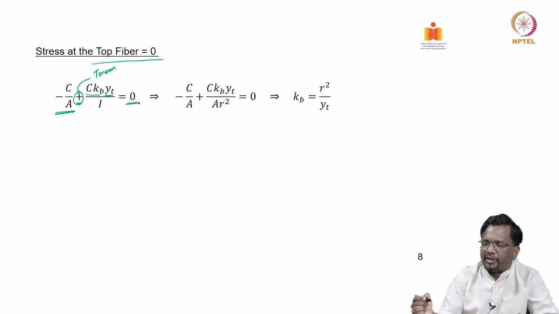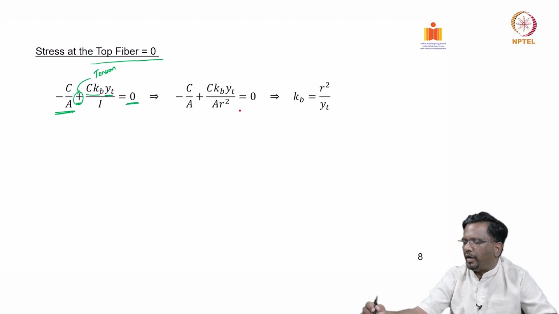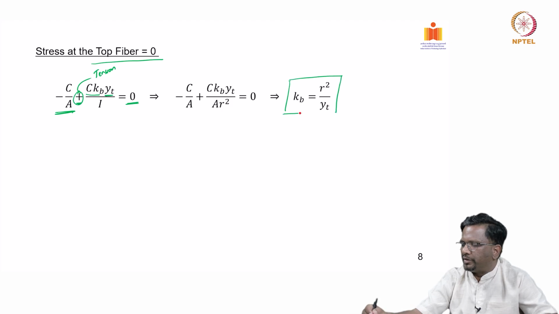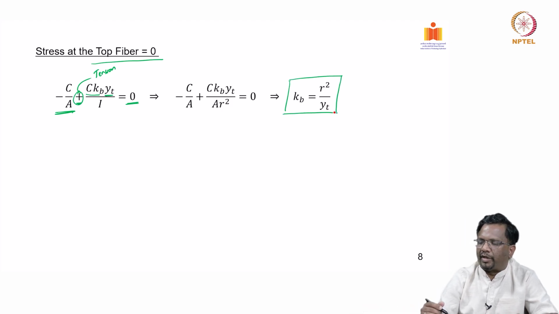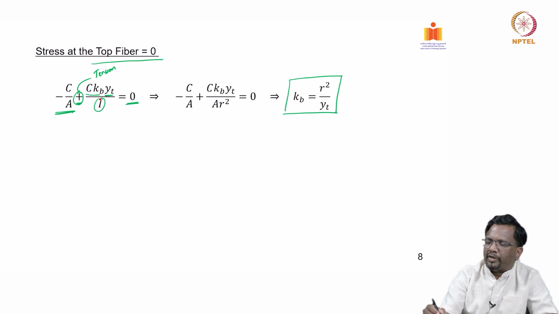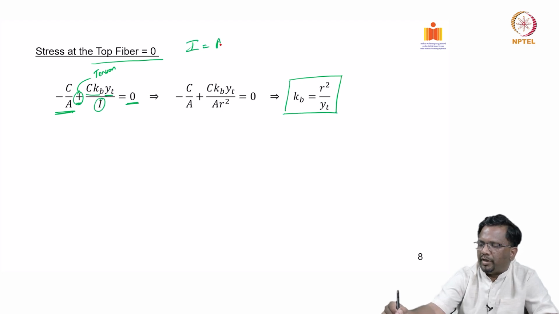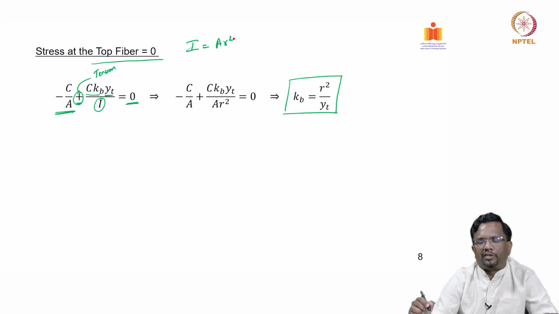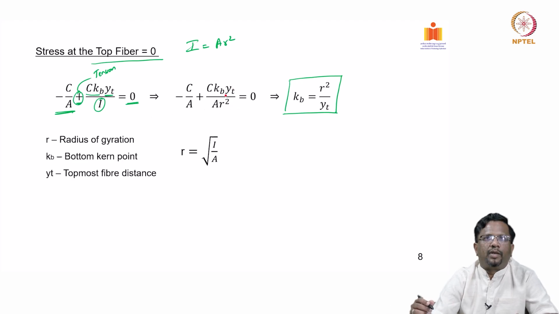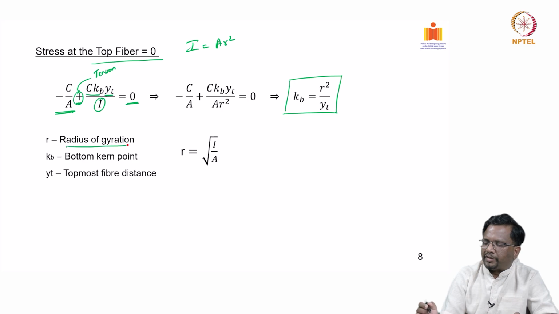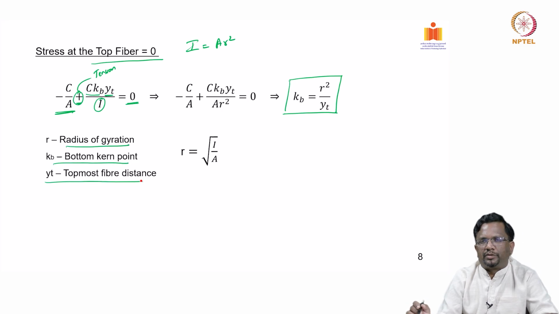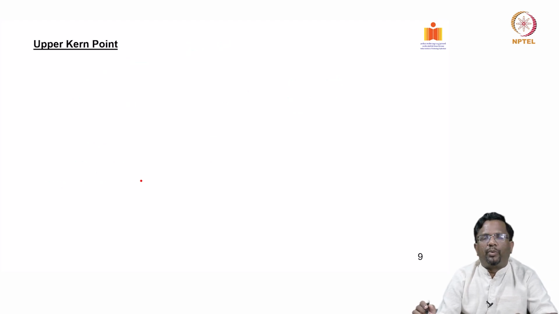So, we equate this to 0, and then I can find an expression for KB as r square by YT. Now, how did I get r square by YT? The moment of inertia, I, is nothing but A into r square, as you know from your basic strength of materials. So, I can be written as A r square, and if you solve for it, KB will become r square by YT, where r is your radius of gyration, KB is your bottom Kern point and YT is the topmost fiber distance. Right. Now, how do we get the upper Kern point?